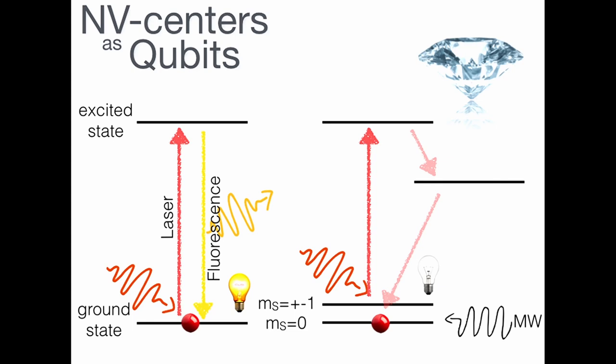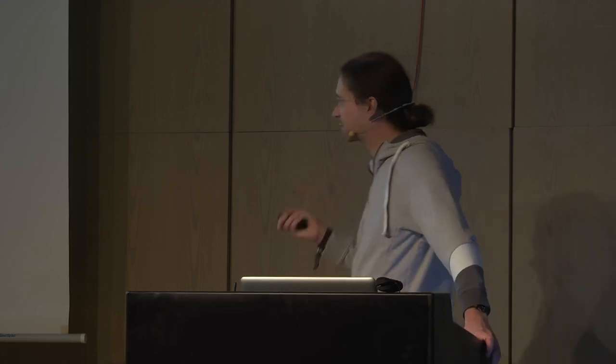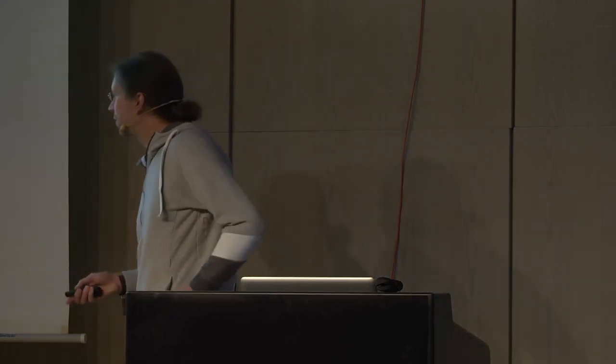So you see, now we can initialize a state. We can measure the state with our laser pulse. When we see light, we know the electron came from the ground state. If we don't see any light, the electron came from the spin-up state. And what we also can do is, if we choose the microwave pulse right, we can have a superposition.